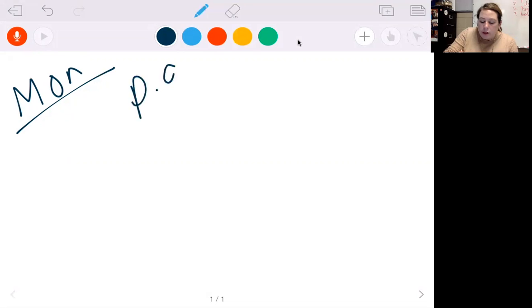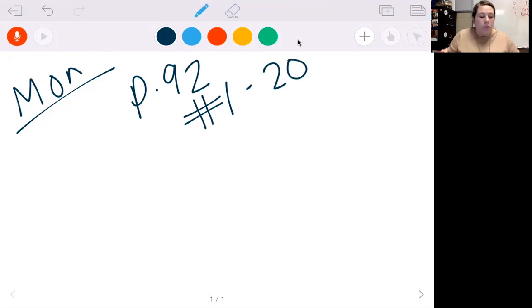We're going to be on page 92, and you're going to be doing 1 through 20 today. So it's a good bit, but we really need that practice because we had 2 weeks off. So we need to go back to that. So 92 is where I'm going to be. And I'm going to quickly just go through a couple with you, and then I'll let you guys go and work on it. So 1 through 20.